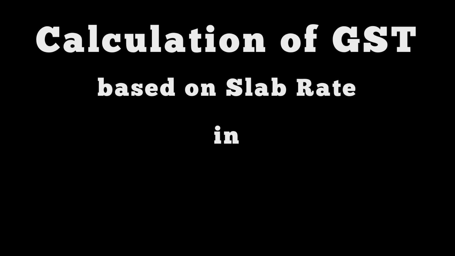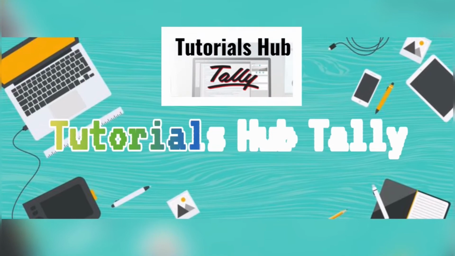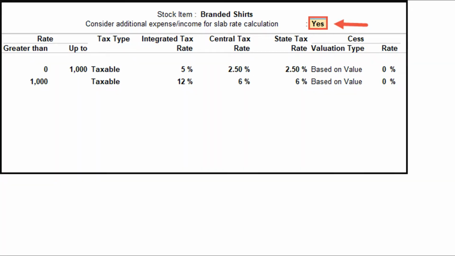Let us talk about calculation of GST based on slab rate in Tally Prime. GST on slab rate by considering the value of apportioned additional ledger to the stock item.